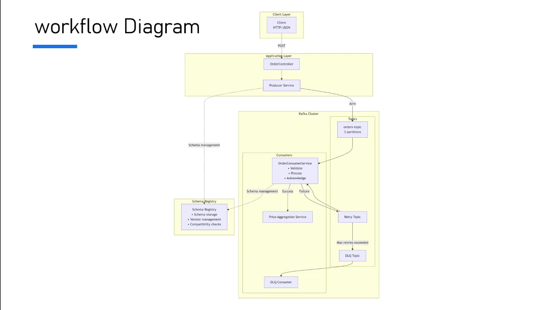And throughout this entire process, the schema registry acts as a central authority, ensuring that the producer and consumer are always using compatible versions of the Avro schema, and this allows us to evolve our data structure over time without breaking the system.